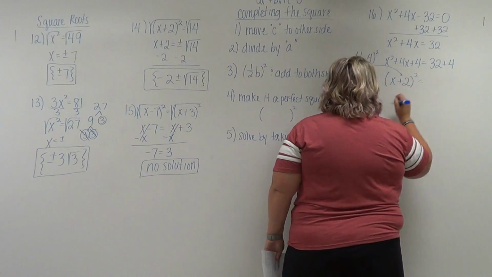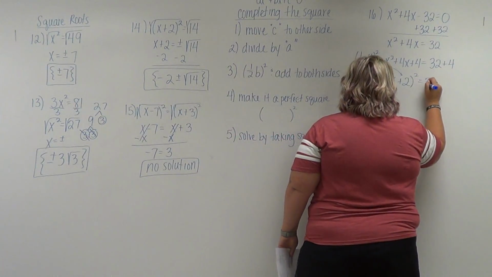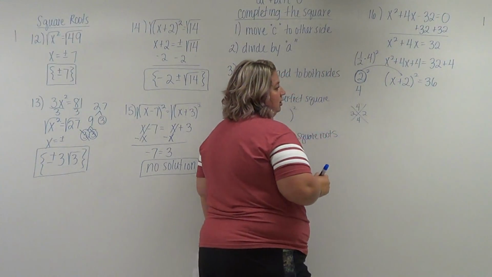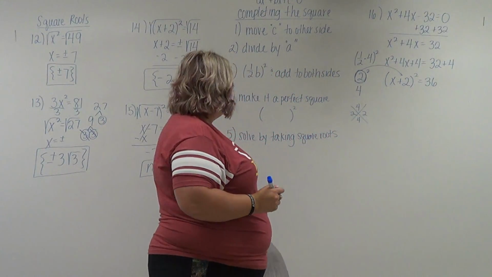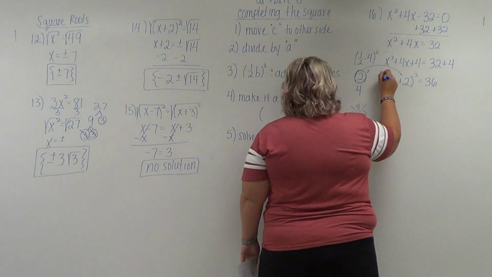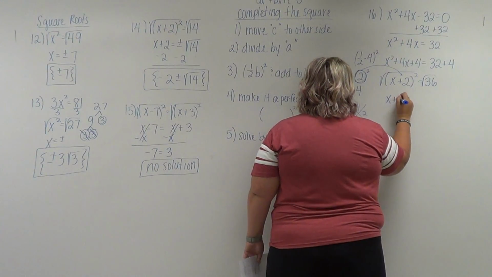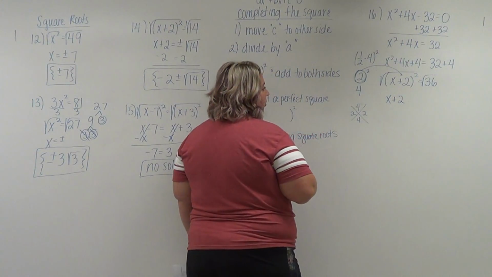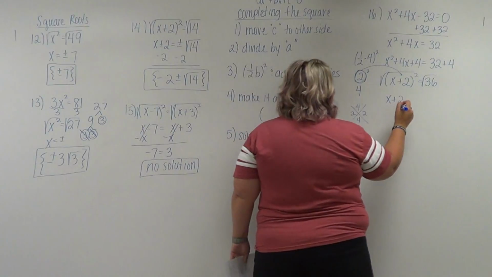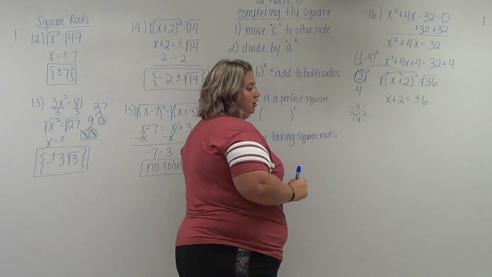Then we simplify the right-hand side. 32 plus 4, 36. Okay, and then the last step, solve by taking square roots. So we're going to take the square root of both sides. The part that's squared, we just have x plus 2, and then the square root of 36 is plus or minus 6.